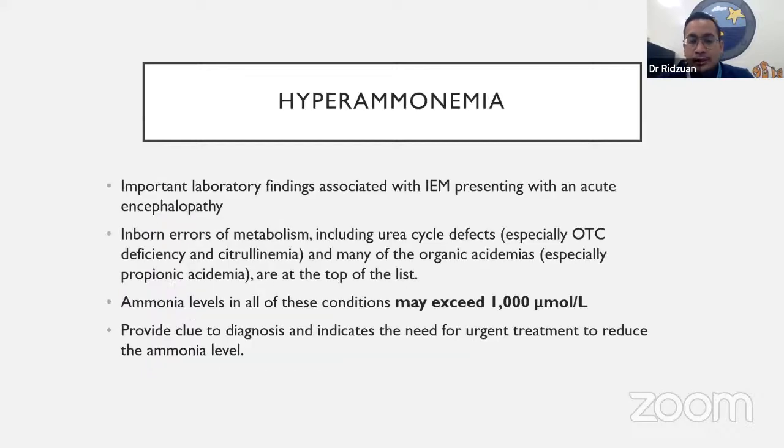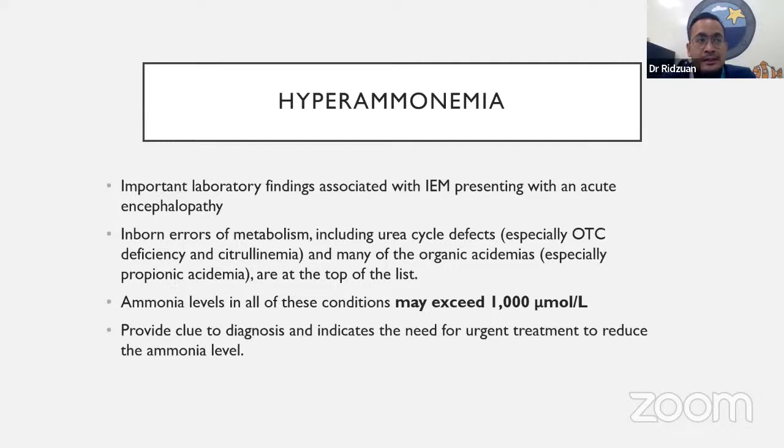Among the most important laboratory findings associated with inborn errors of metabolism that present with an acute encephalopathy is hyperammonemia. A plasma ammonia level should be obtained for any infant with unexplained vomiting, lethargy, or other evidence of encephalopathy. Significant hyperammonemia is observed in a limited number of conditions in inborn errors of metabolism, including the urea cycle defects, especially OTC and citrullinemia, and many of the organic acidemias are on the top of the list.